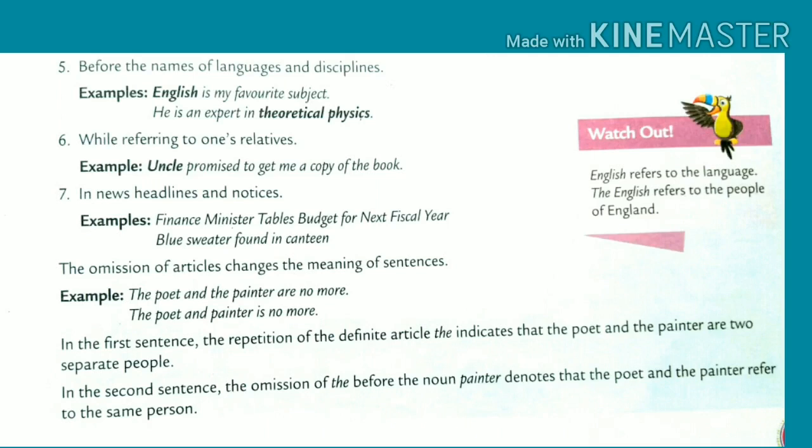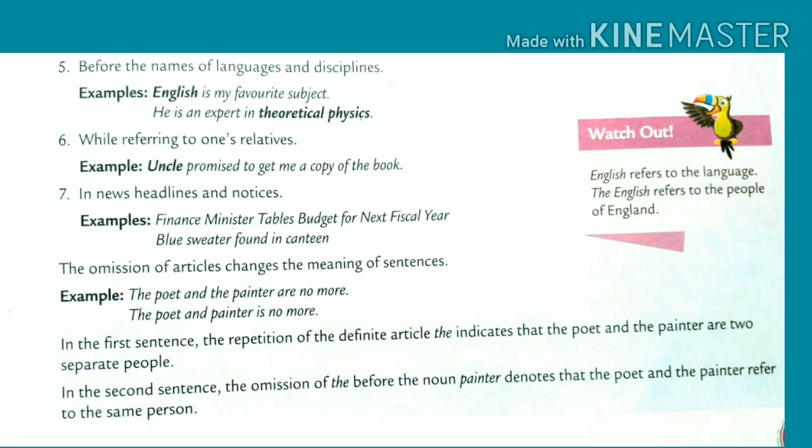Example: the poet and the painter are no more. Here the sentence refers to two persons, the poet and the painter. Poet is one person and painter is one person. Totally they mention two persons here. But in the second sentence, poet and painter are the same person who does two things. He became a poet and also a painter. So they don't use the before painter. The poet and painter is no more. Here they refer to only one person but with two professions. This is how it changes the meaning of sentences.